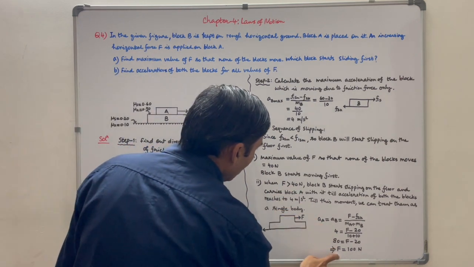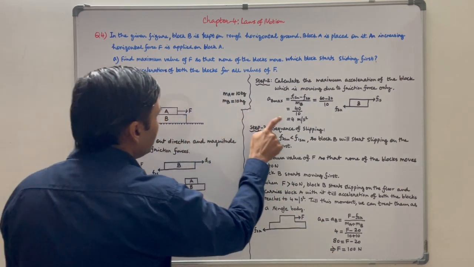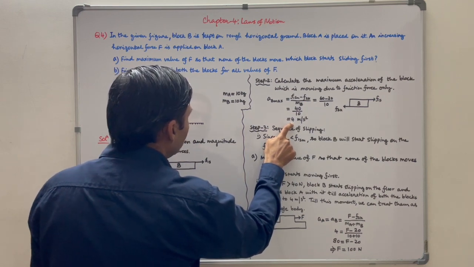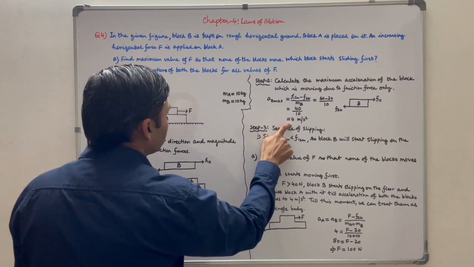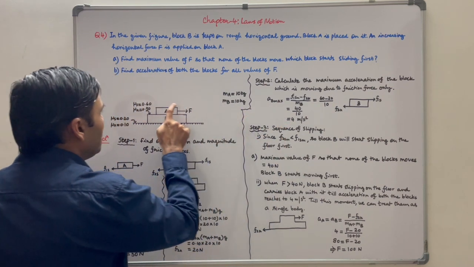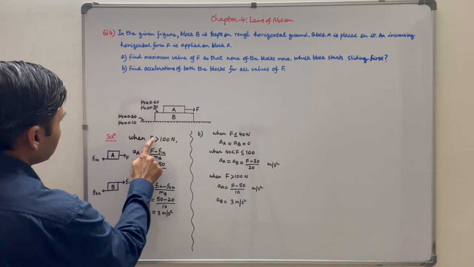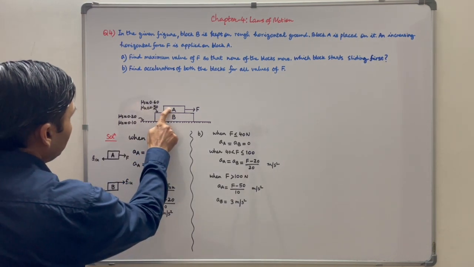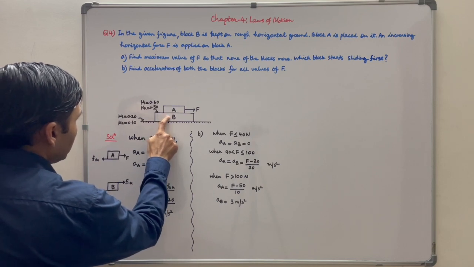When F is more than 100 Newton, block A will try to accelerate beyond 4 meter per second square. But the maximum acceleration of block B is 4 meter per second square. As a result, block A will start slipping on block B. When F is greater than 100 Newton, block A will start slipping on block B. So we will treat them as separate bodies.